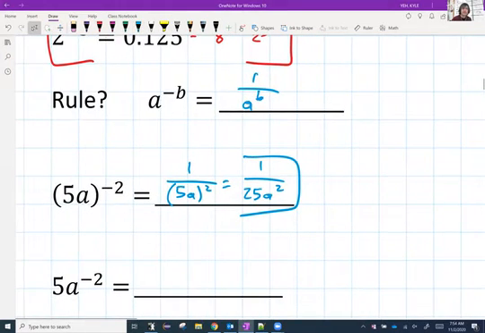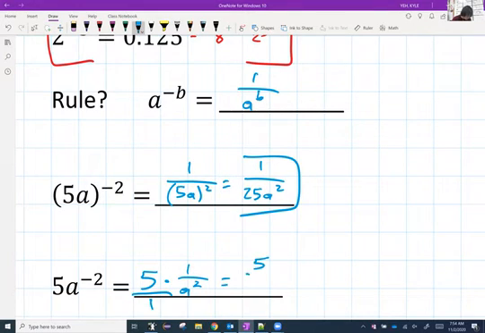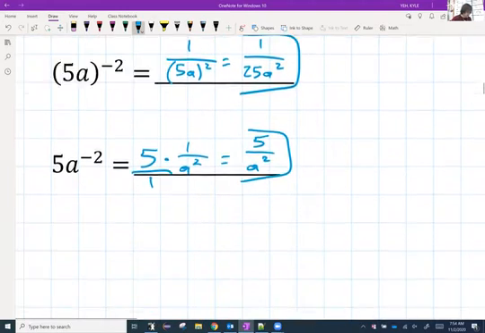What about 5 times a to the negative second? Well, that means we have 5 times 1/a squared, using our negative exponent rule that we just looked at. But notice that the negative 2 only applies to the a. So 5 times that, we could say, well, this is 5/1, so these are fractions, multiply straight across. 5/a squared. So just making a couple points here. One is our negative exponents rule, what it is. And the second point is, be careful with the parentheses and see what that exponent really applies to. Okay, so that's negative exponents.